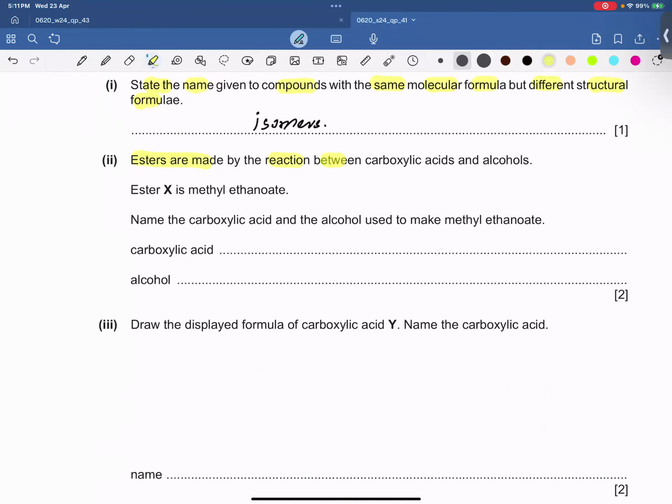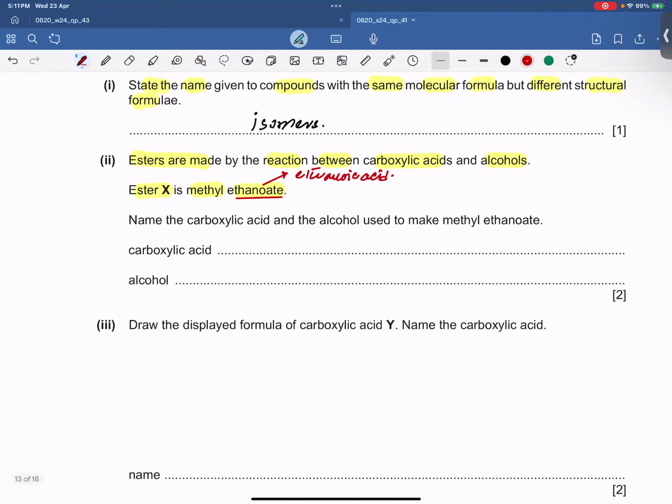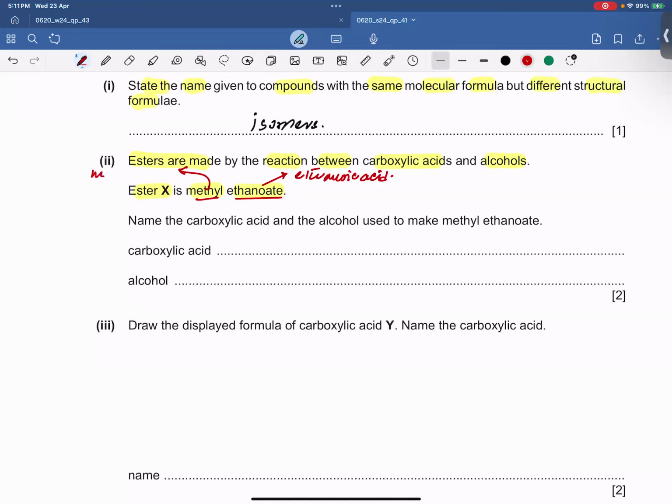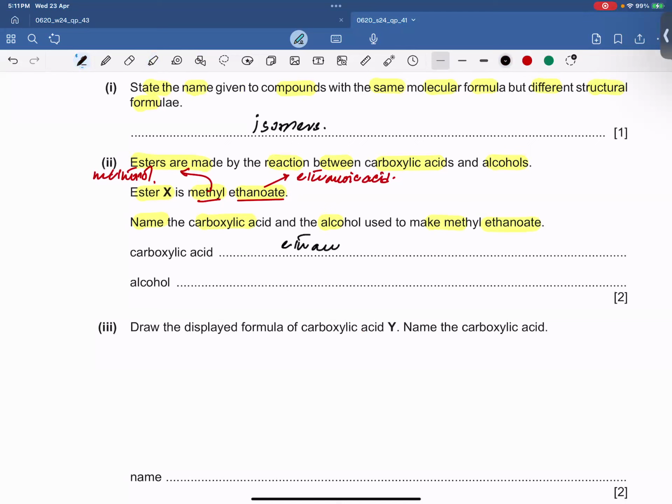Esters are made by the reaction between carboxylic acid and alcohol. Ester X is methyl ethanoate. Obviously, this is the acid part. It comes from ethanoic acid. And this is the alcohol part, and obviously it comes from methanol. Okay. Name the carboxylic acid and alcohol used to make methyl ethanoate. So it's easy. Ethanoic acid and the alcohol is methanol.